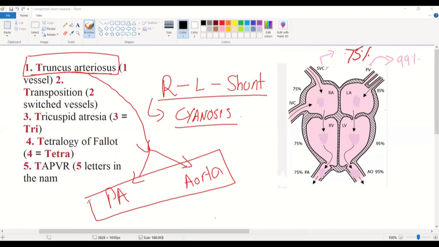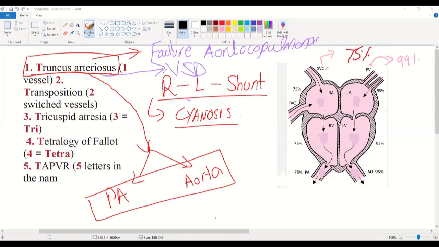So there is a failure of aorticopulmonary septum formation. Truncus arteriosus is due to failure of aorticopulmonary septum formation. This is mostly accompanied by VSD, ventricular septal defect.